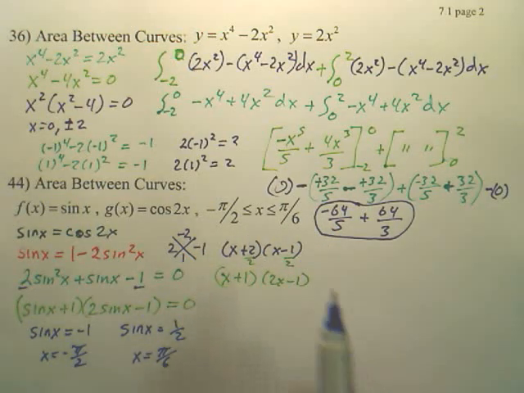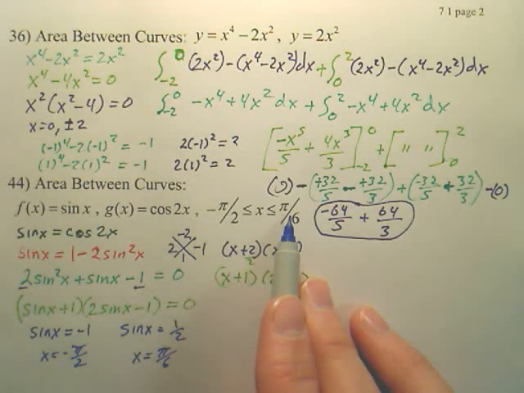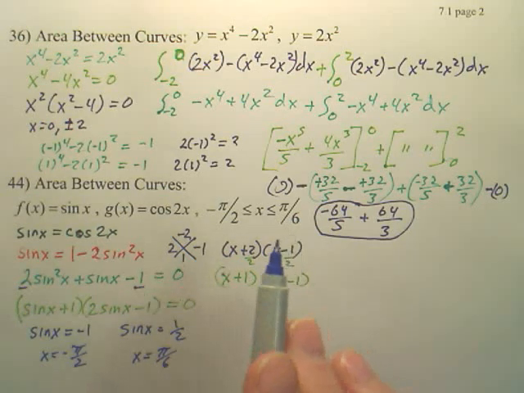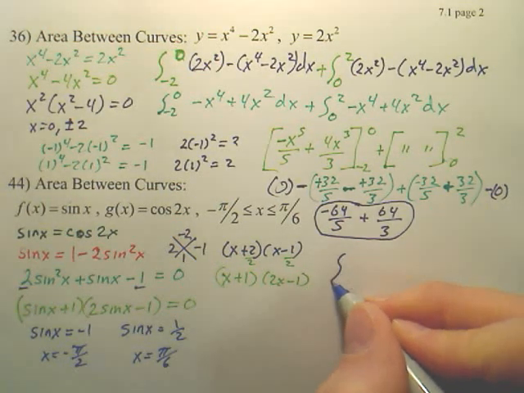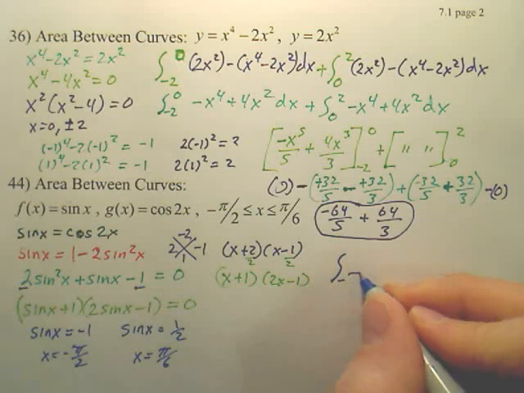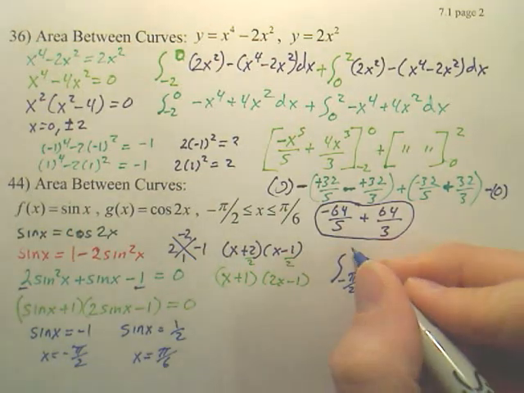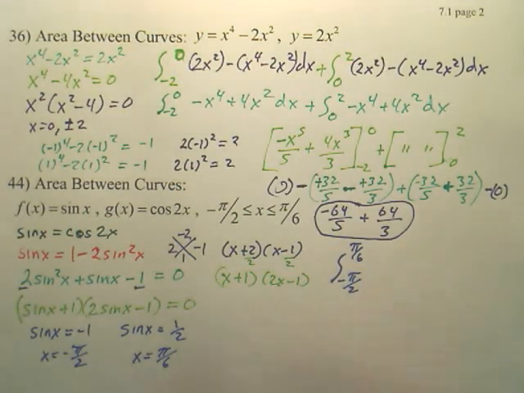So all that work to say that these endpoints are actually where they cross. So these are where they cross. I found those two values. I now am going to make an integral from negative pi over 2 to pi over 6.